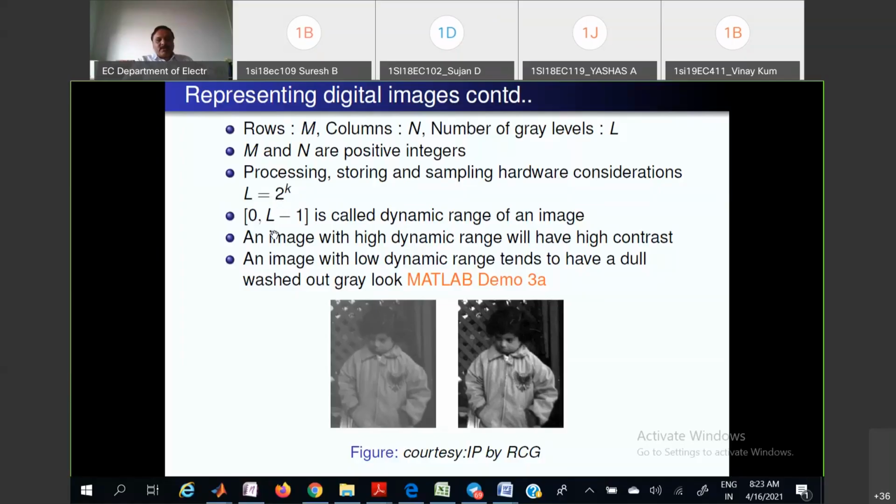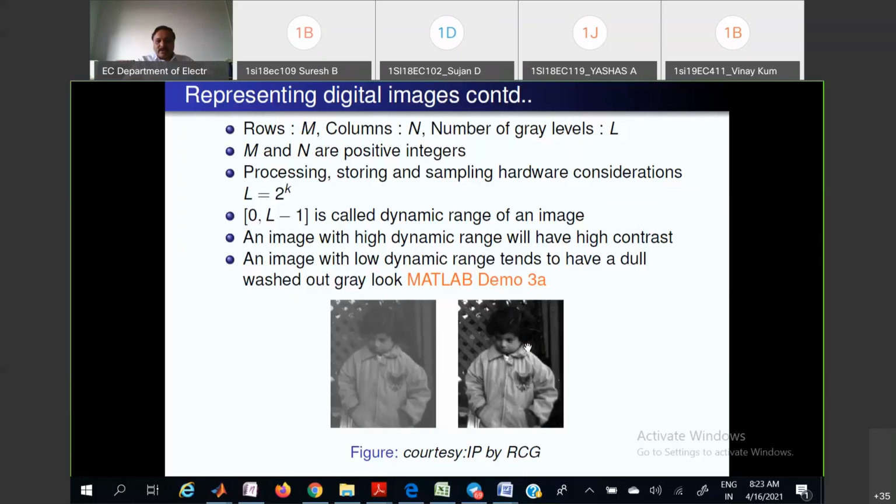So this range 0 to L minus 1, we have already called the dynamic range of an image. 0 is black and L minus 1 is white. So this value range, the dynamic range, is very important. Suppose I have a very high dynamic range, then you will have all the values from 0 to L minus 1, and it will have a high contrast. Look at the right hand side image here.